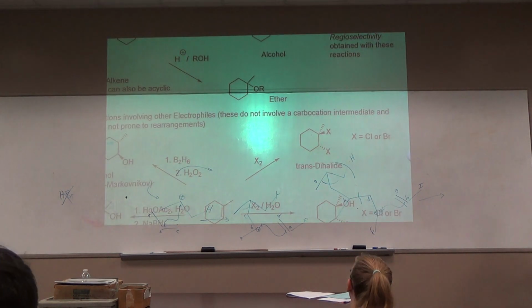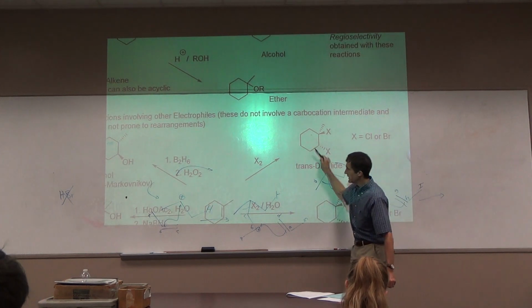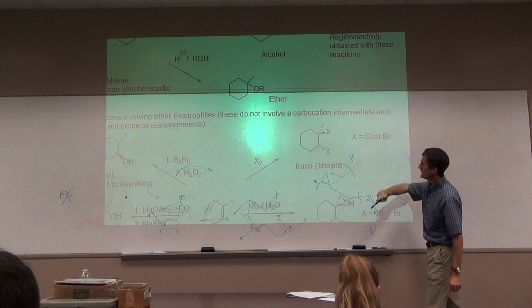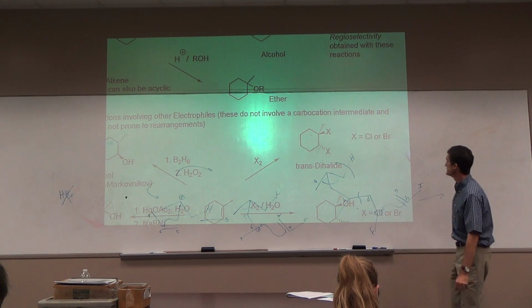All right, the first reaction we're going to be looking at, we'll start here at 1 o'clock and work our way around, is a reaction with elemental halogen, X2. This is going to give a trans dihalide.